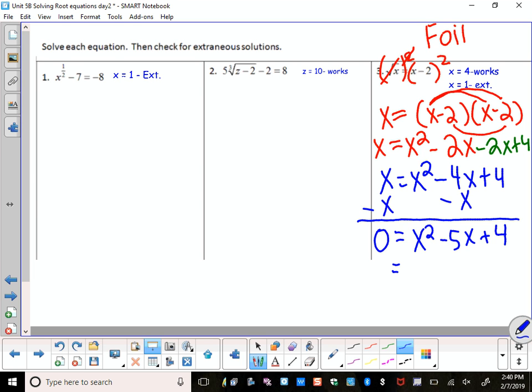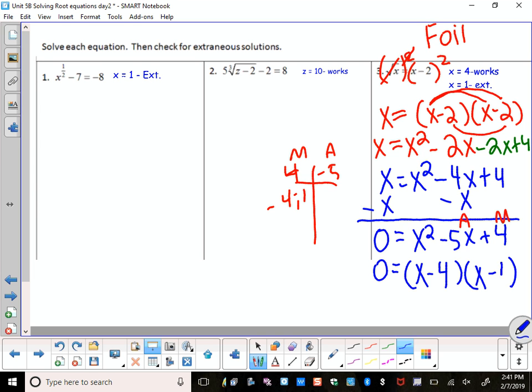So now I need 2 factors. I need 2 numbers that add to give me negative 5 and multiply to give me positive 4. So 4 and 1, they're both negative. So I'm going to have x minus 4 and x minus 1. But when we solve it, they both become opposite signs. So I get x equals 4 and positive 1. And the 4 works. The 1 is no solution.